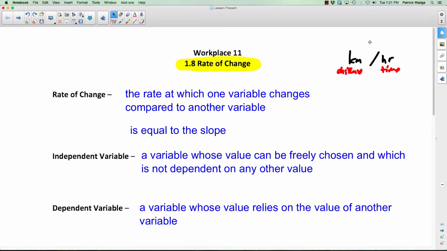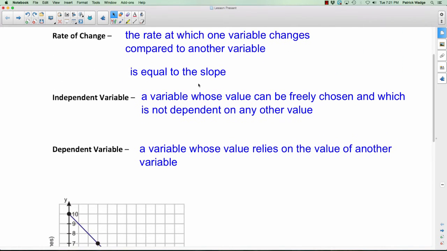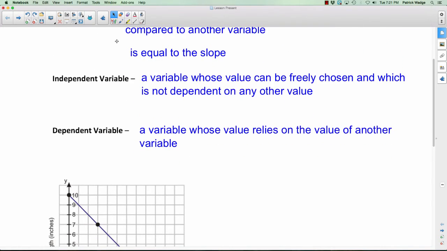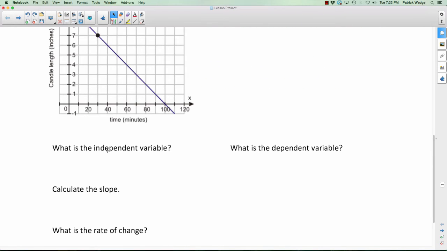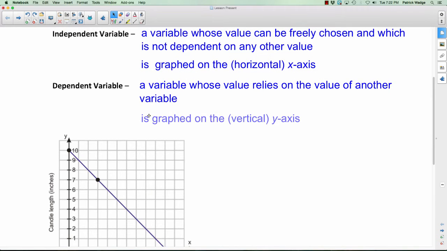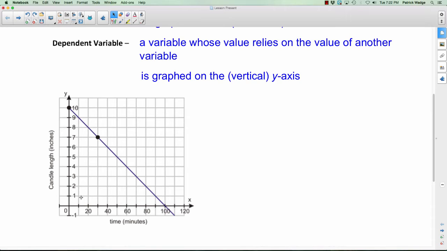I know it's not totally clear. I've never found it totally clear myself, but anyway, hopefully you are able to figure out independent and dependent. If you're going to graph them, the independent goes on the horizontal or the x-axis, and the dependent goes on the y-axis, the vertical axis. So like this one right here.